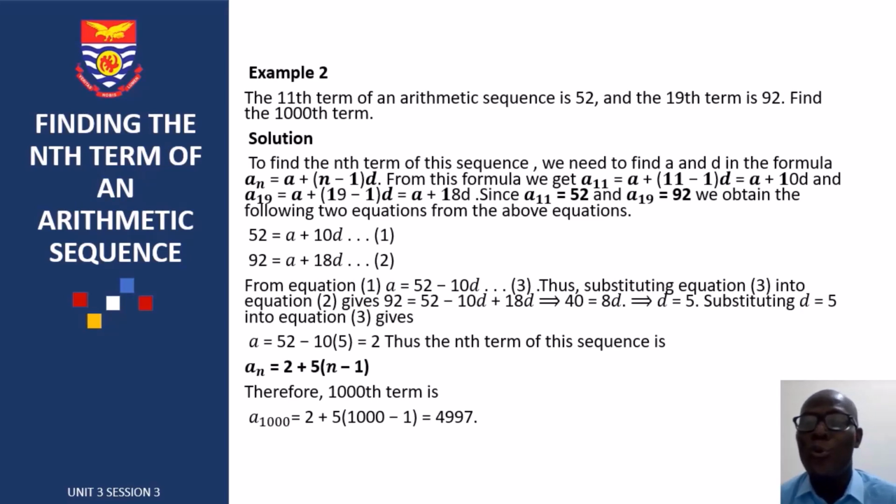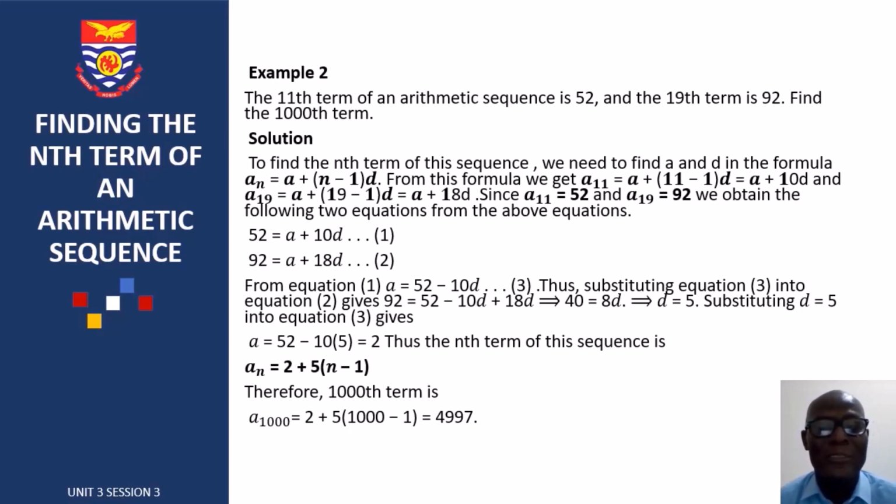Now that we know our common difference D to be 5, we put this D equals 5 into equation 3. And that gives A is equal to 52 minus 10 multiplying 5. Now if you multiply 10 by 5, that is 50. If that is taken from 52, we have A is equal to 2. And that gives A is equal to 2 as the first term, D is equal to 5 as the common difference.